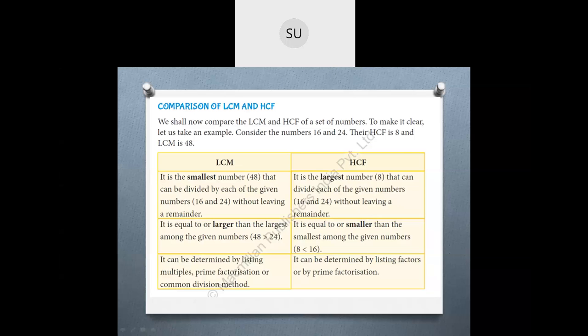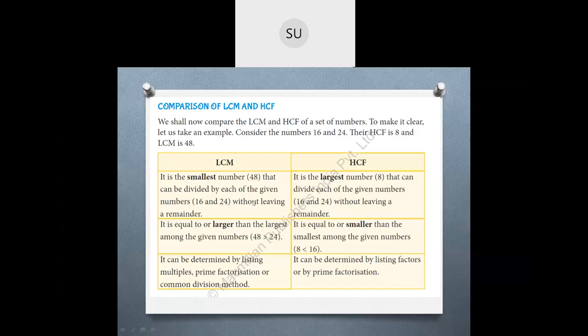LCM is the smallest number that can be divided by each of the given numbers without leaving a remainder. So you can divide 48 by 16 and 24 without leaving any remainder, and it is the smallest number which you can divide by 16 and 24 without any remainder. Coming to HCF, it is the largest number that can divide each of the given numbers without leaving a remainder. So HCF is the largest number, LCM is the smallest number.